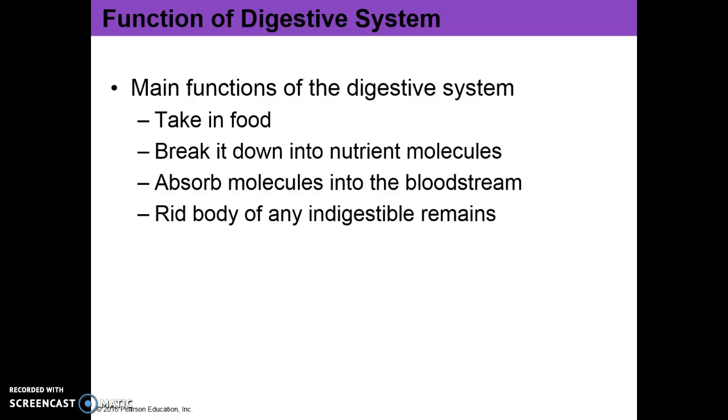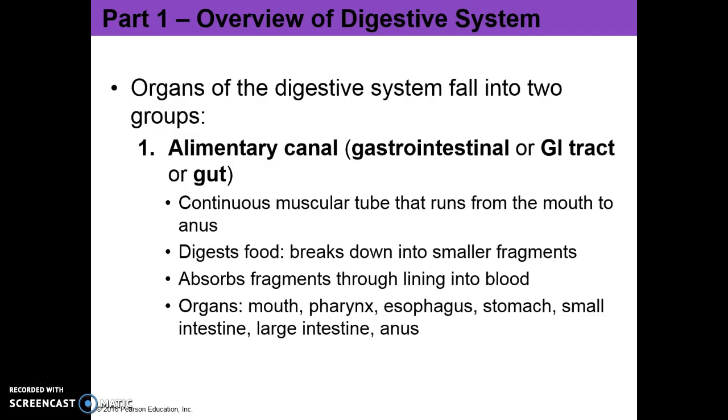So, main functions of the digestive system. Well, we ingest food, which are complex structures, and then we break it down into nutrient molecules, so that's a catabolic process. And once we break it down into simpler compounds, they are then absorbed in a molecular form into the bloodstream and in the lymphatics. And whatever is left over that was indigestible and was not able to be absorbed, it is eliminated in the body in the form of feces.